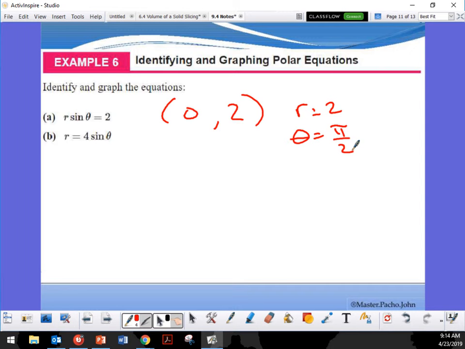What's next? Okay, we got all that. So let's try B. All right, think about B. What are we going to do with that? R equals 4 sine theta. Okay.